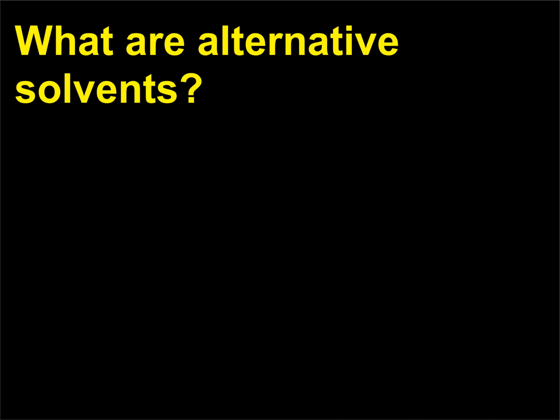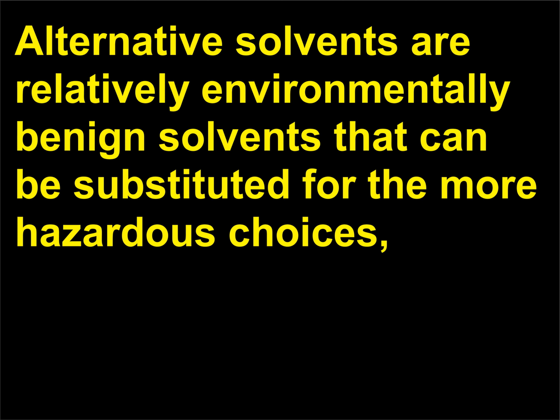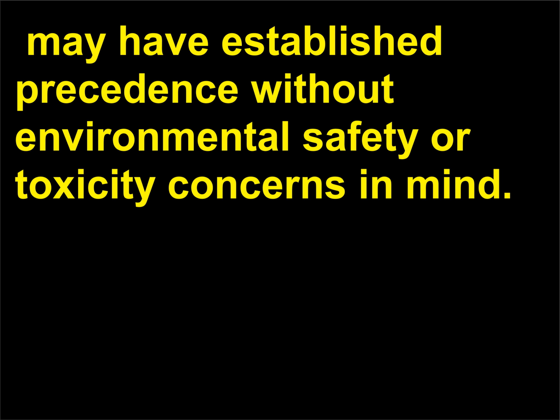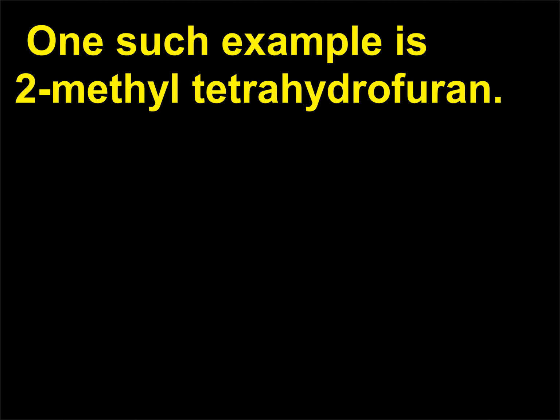What are alternative solvents? Alternative solvents are relatively environmentally benign solvents that can be substituted for the more hazardous choices, which, while they may be traditionally used, may have established precedents without environmental safety or toxicity concerns in mind. One such example is 2-methyl tetrahydrofuran.